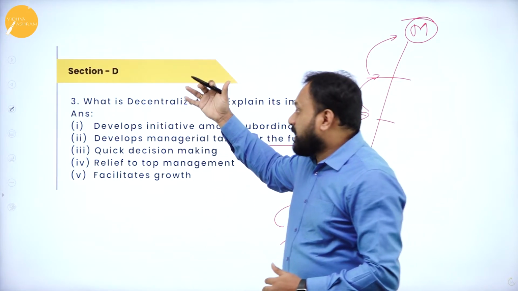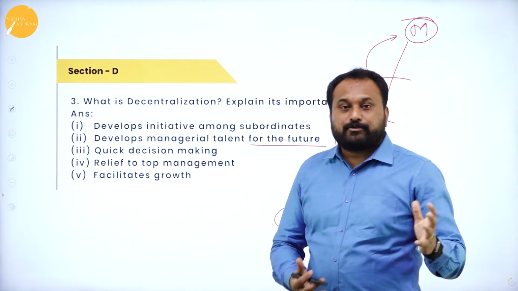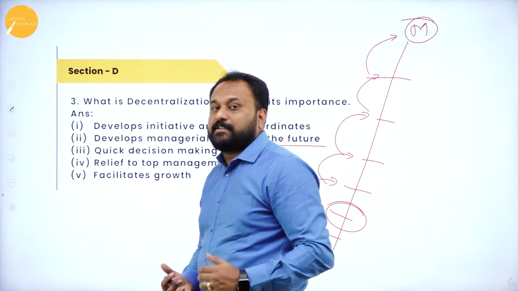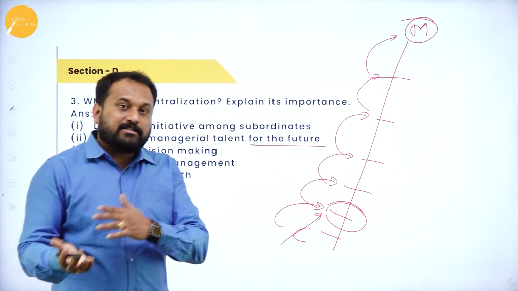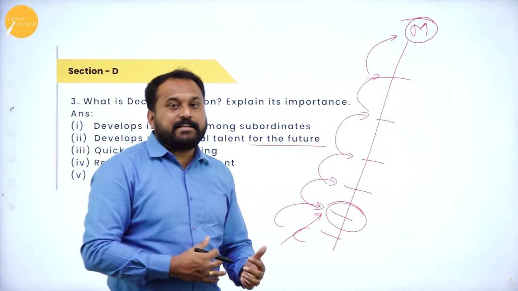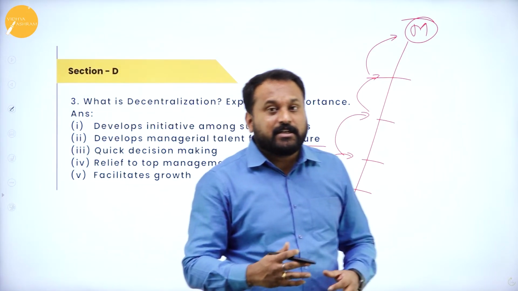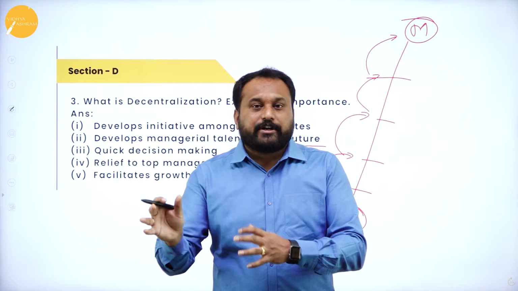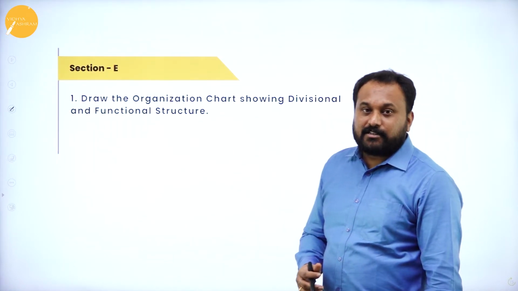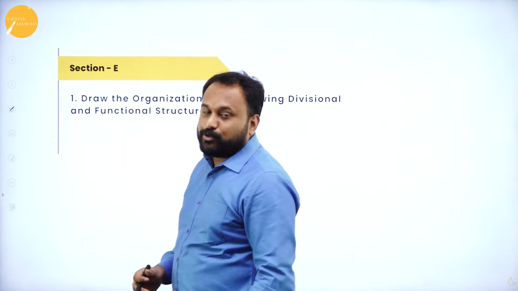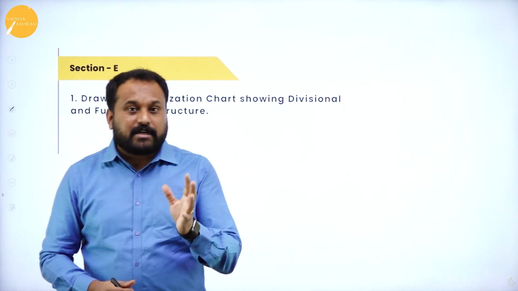But you are not supposed to write only this. You are supposed to write the introduction of decentralization, the meaning and definition of decentralization. Then you are supposed to go with the importance of decentralization. The last one is to give a conclusion about decentralization. The last part, that is section E, is a PUC question. I told you the PUC question in this chapter is a compulsory one.